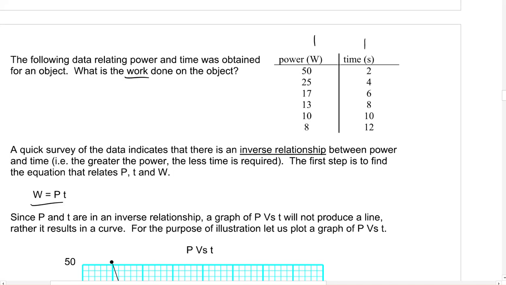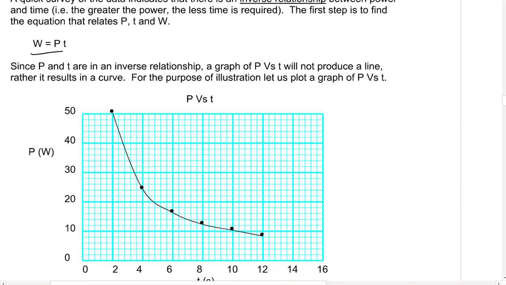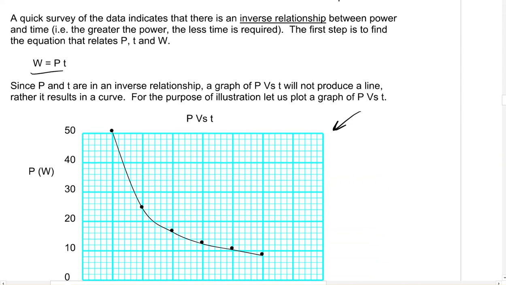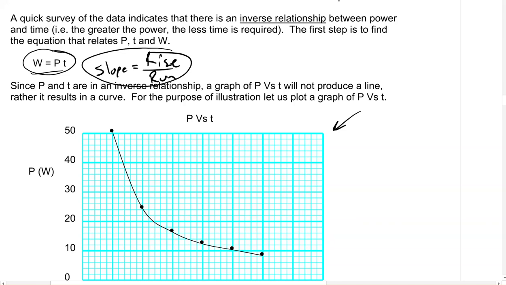But if I go power versus time, you end up getting a graph that looks like this one, and that's not a slope. I can't figure out the slope of that graph. I need rise over run. I should say slope. Slope is equal to rise over run. That's what I'm after. So I need some sort of way of turning this into something that looks more like this. And here's a little trick we're going to do.